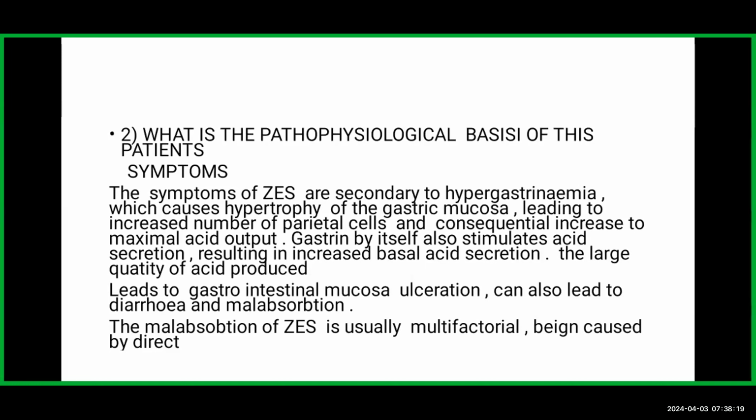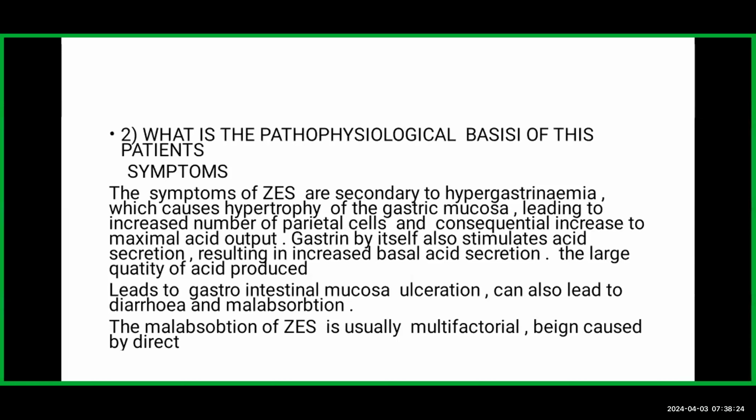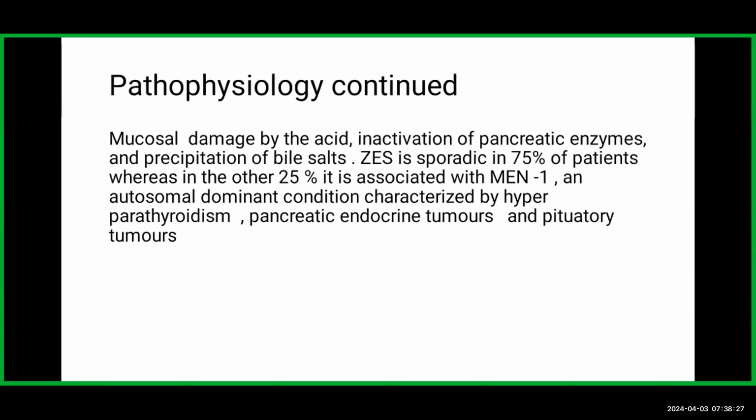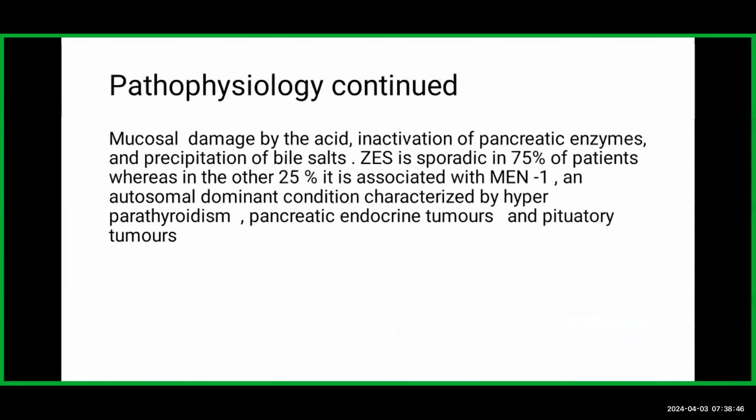The malabsorption of Zollinger-Ellison syndrome is usually multifactorial, being caused by direct mucosal damage by the acid. So in essence, the hypersecretion of gastric acid is responsible for the multiple ulcers. Following the mucosal damage by the acid, there's also inactivation of pancreatic enzymes and precipitation of bile salts. Zollinger-Ellison syndrome is sporadic in 75% of patients, whereas the other 25% is associated with multiple endocrine neoplasia 1, an autosomal dominant condition characterized by hyperparathyroidism, pancreatic endocrine tumors, and pituitary tumors.